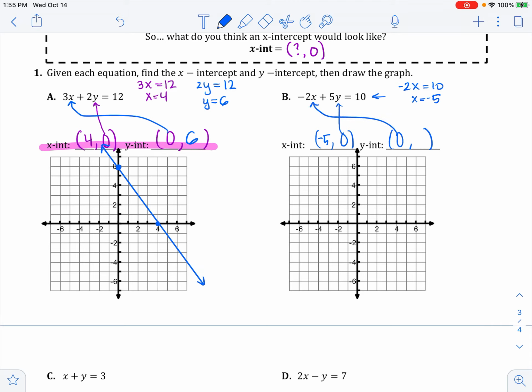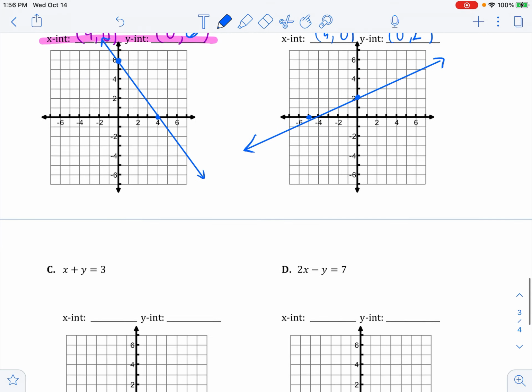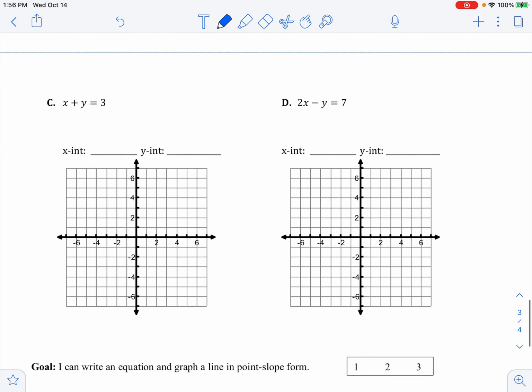For my y-intercept, it's where x is equal to 0. So negative 2 times 0 is 0. And then I have 5y equals 10. So y equals 2, so my y-intercept is 0, 2. So 0, 2 and negative 5, 0. Connect them with a straight line, and there's your line. Okay?